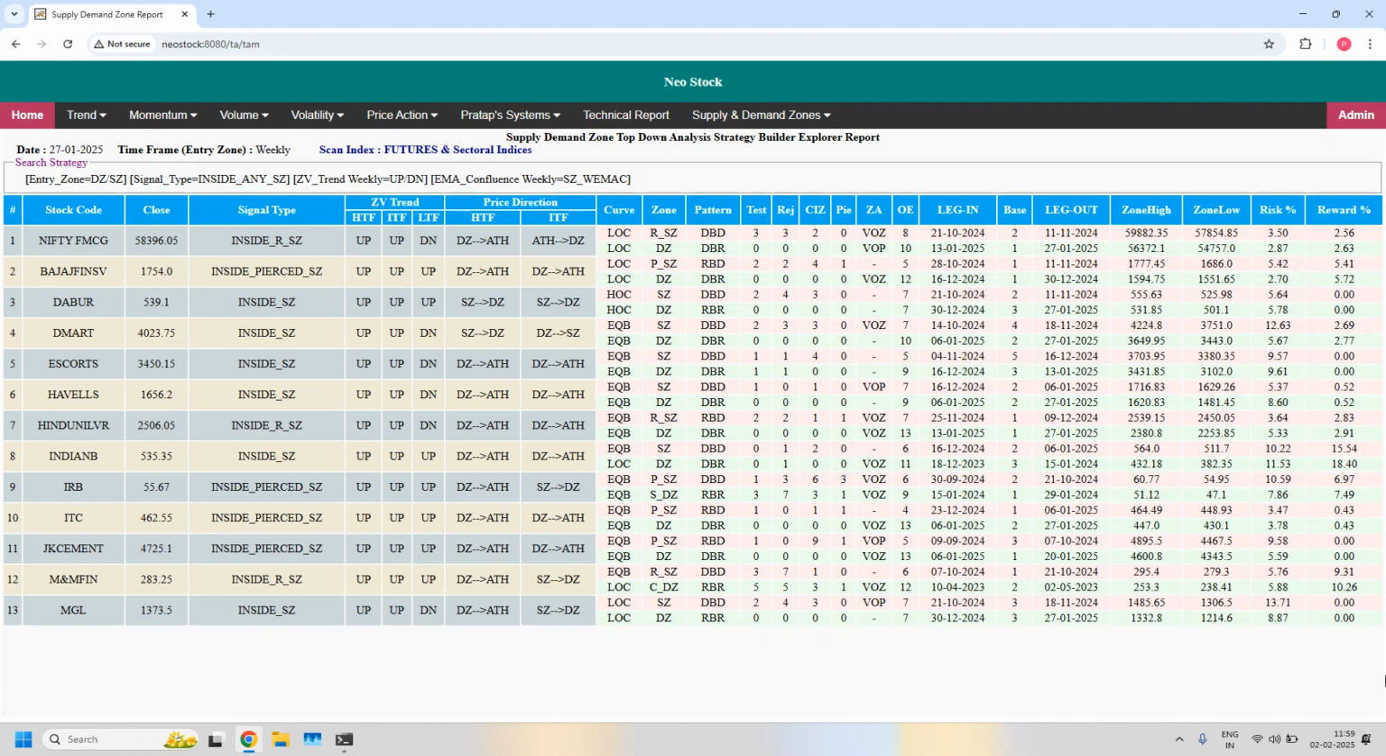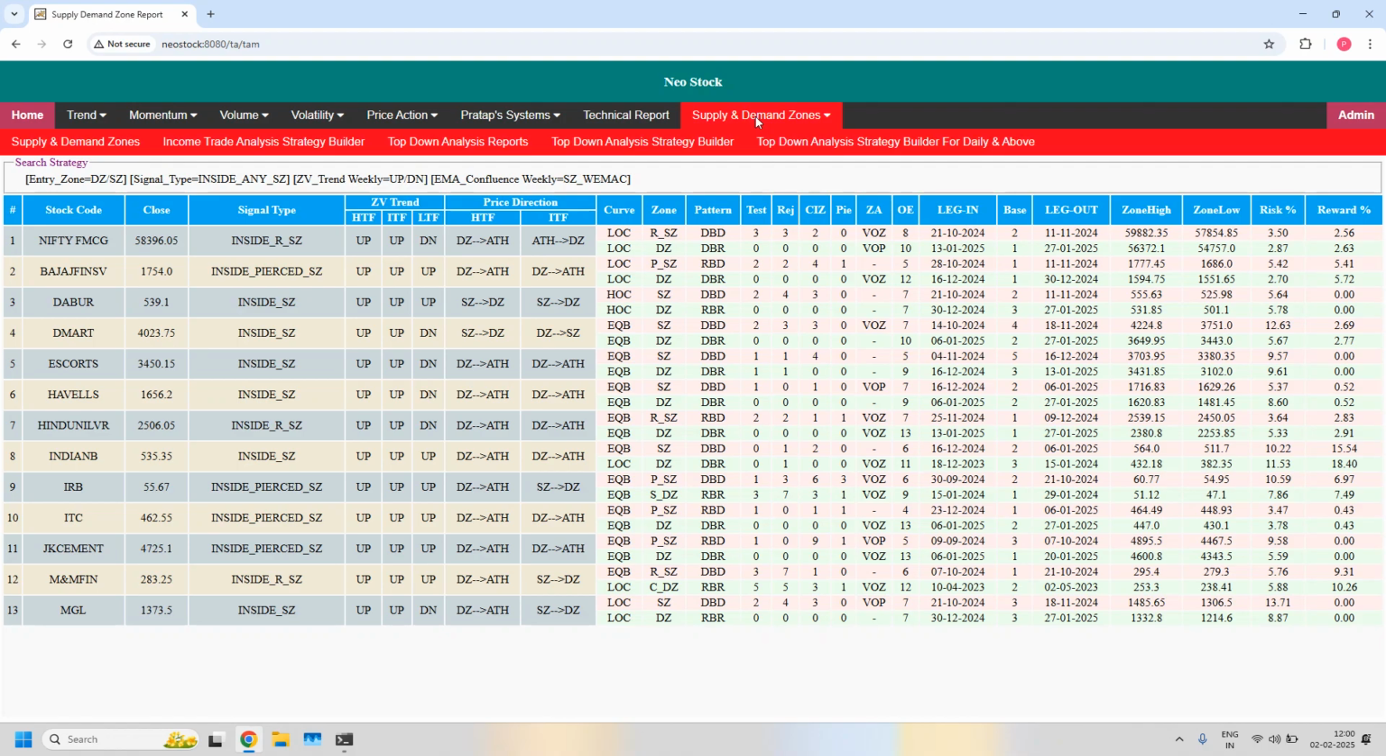So this is about price closed inside the weekly supply zone. Let us generate a few additional weekly reports because it is the end of the week. You may get some interesting results related to tested zones, newly created zones, and zones based on the zone confluence.